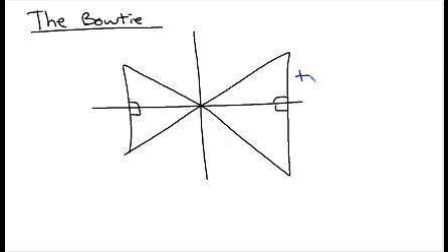Here, these are positive y values. Here, those are positive x values. But down here, those are negative y values. These are negative y values. These are negative x values. And this, of course, is a positive y value.